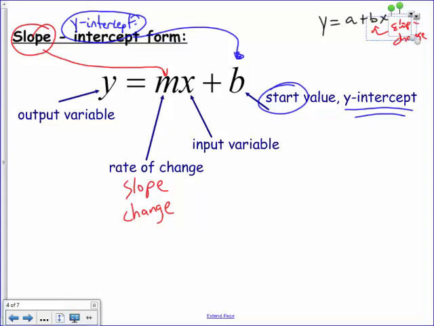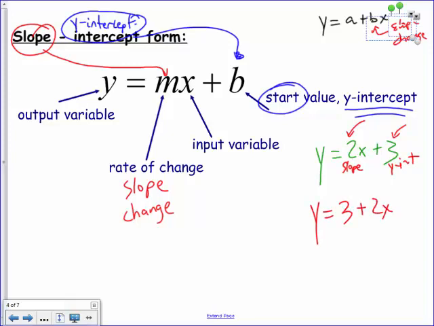And it doesn't matter whether you put the x term first and then the b. So for example, in this one, if I said y equals 2x plus 3, its change is 2, its start is 3, its slope is 2, its y-intercept is 3. If I just switch their spots, it's still the same thing. If I said 3 plus 2x, we still got the same. Slope is 2, the change is 2, and the start and the y-intercept would be 3.